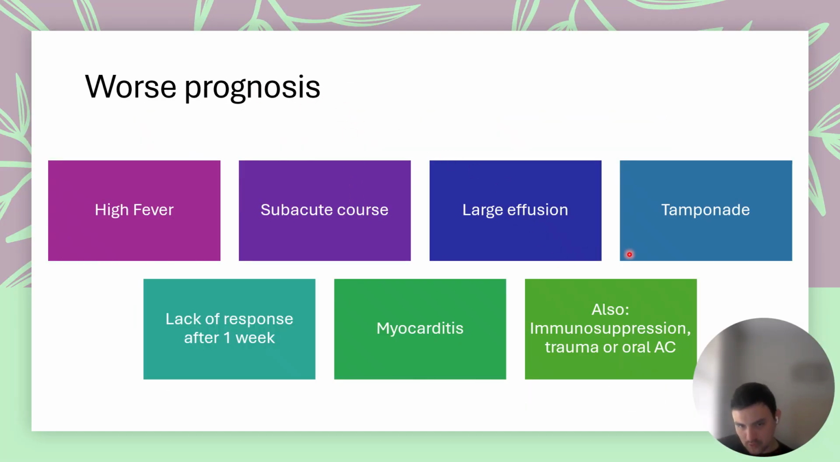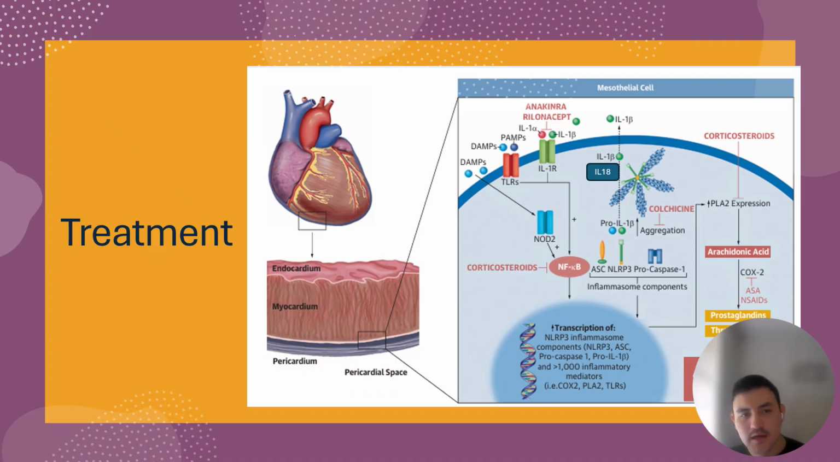Worse prognosis is important to recognize, because that is going to tell you the likelihood of complications. Patient has high fever, subacute course, large effusion. Remember, large effusion is more than 20 millimeters in the echocardiogram. There is tamponade physiology, which by itself tells you this is a worse prognosis. Lack of response after 1 week. There is involvement of the myocardium. Also, immunosuppression, trauma, or oral anticoagulation. If the patient is taking those, or has immunosuppression, that is worse prognosis.